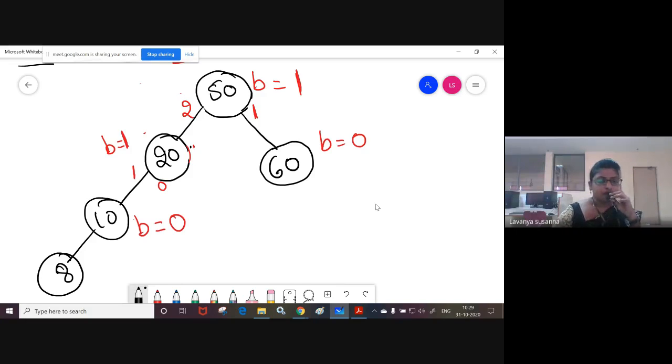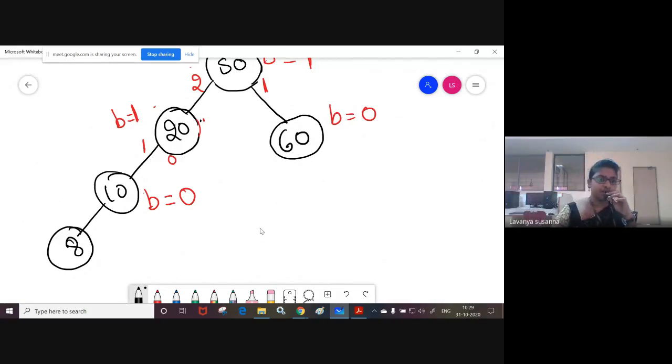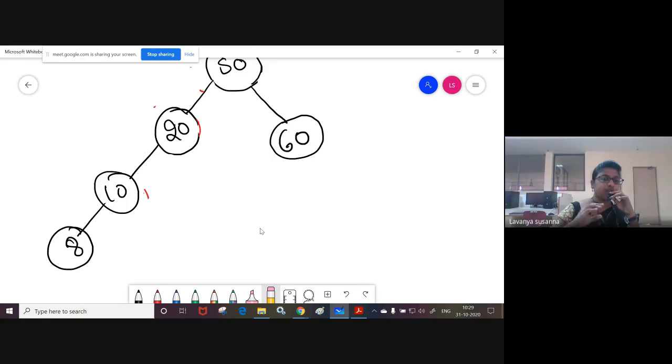Okay. Now what you need to do? You need to find the balancing factor for every node. Not only node 8, for every node you need to find the balancing factor. Again, please find out, students. Please draw the tree step by step. For each and every node, you need to find the balancing factor, for node 50, for node 20. Remember, after inserting, you need to find the balancing factor for the whole tree.